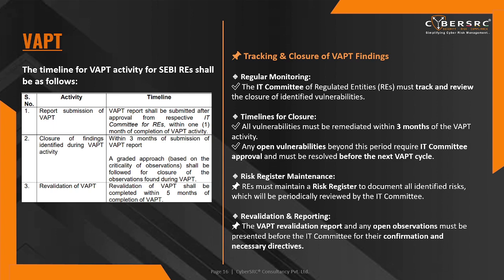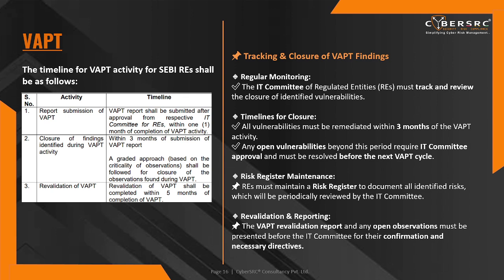Next is closure of the findings identified during the VAPT assessment. Within 3 years of submission of the VAPT report, the organization needs to close the identified issues. Revalidation of VAPT: the regulated entities must complete the revalidation testing, that is the final testing, within 5 months of completion of the initial testing. Then there is tracking and closure of VAPT findings.